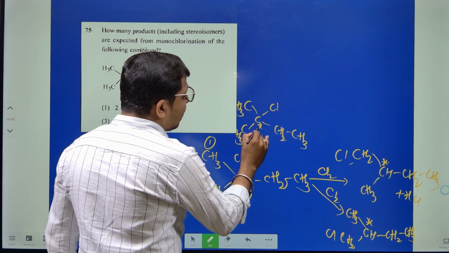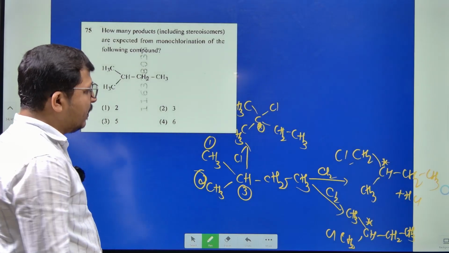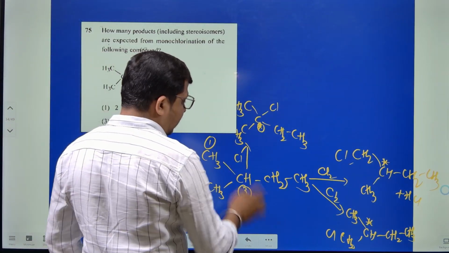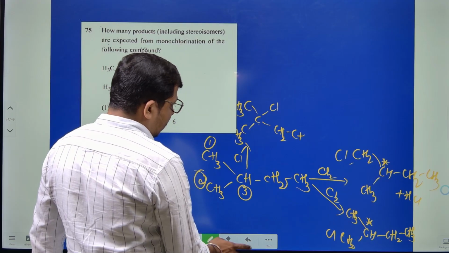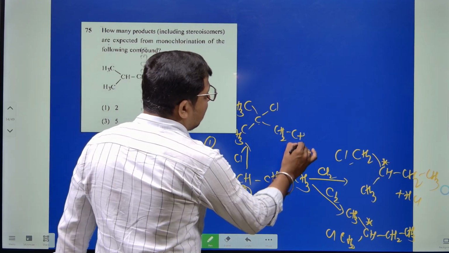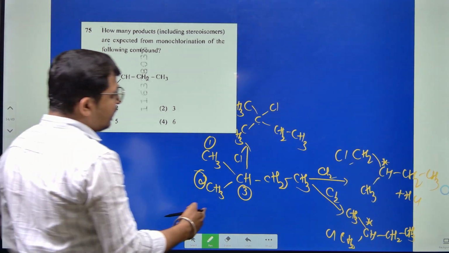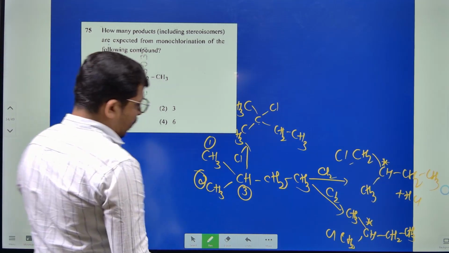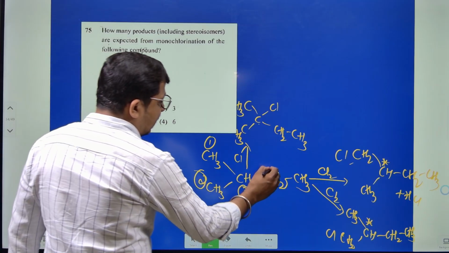Here also the central carbon is attached to the same groups, and due to the plane of symmetry we cannot see chirality in this central carbon atom. This is the third product. And let's move to the fourth product.